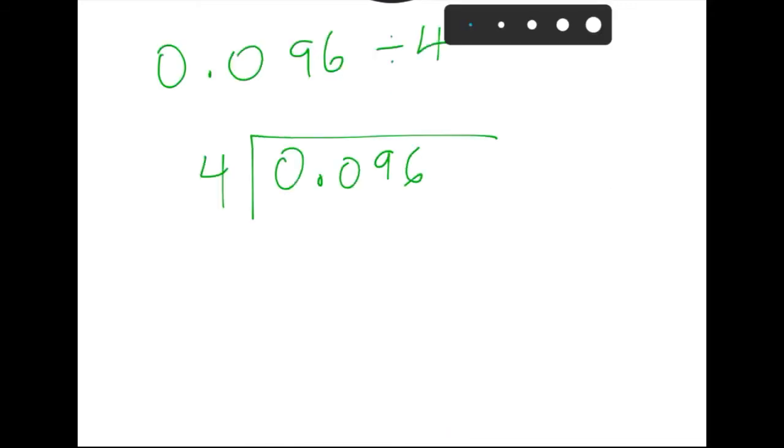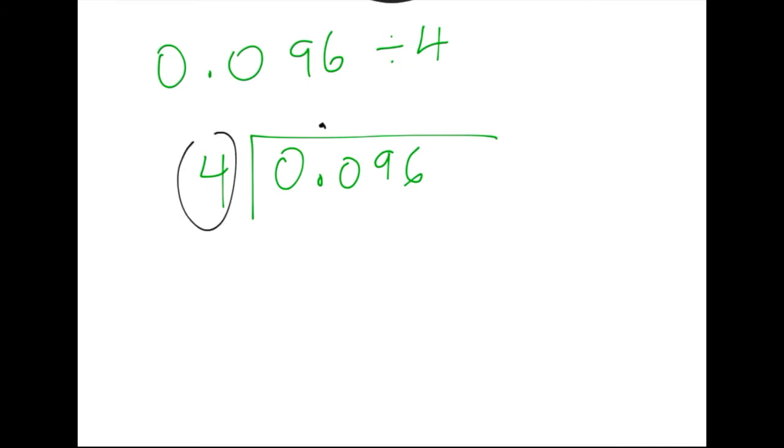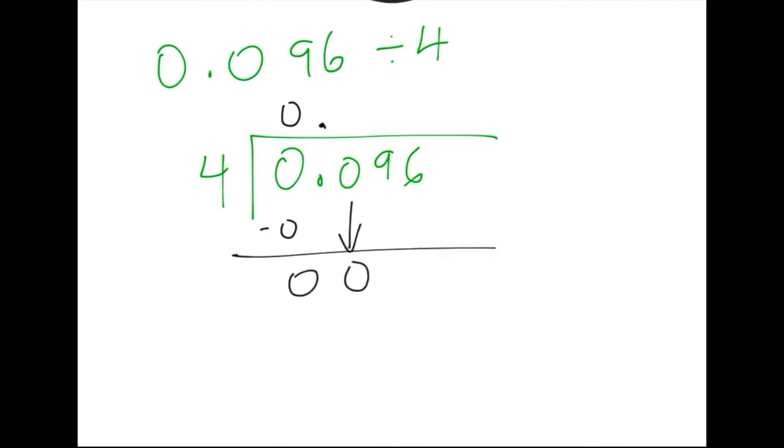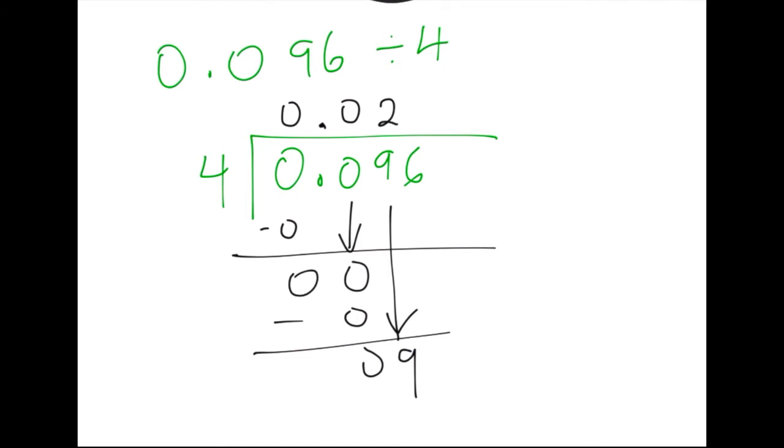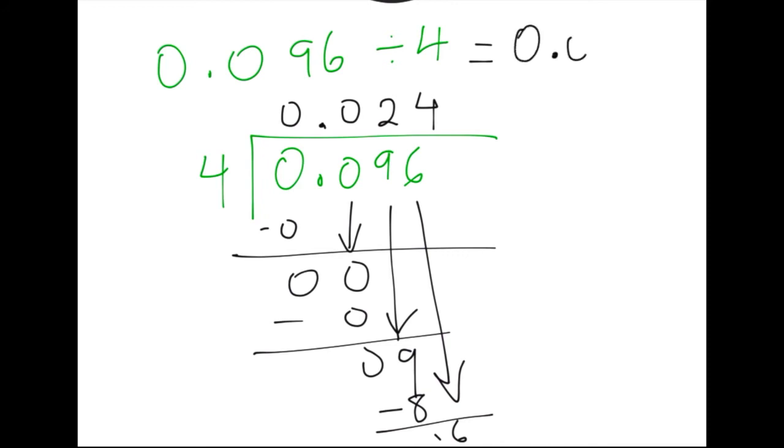I put the decimal point up here. 4 goes into 0 0 times, so I put 0 here. 4 times 0 is 0. Subtraction, so that gives me 0. I bring down another 0. Still that's 0. 0 times 4 is 0, so I bring down the 9. 4 goes into 9 2 times. 2 times 4 is 8. Subtraction, I have 1. I bring down the 6. And 4 goes into 16 4 times. And 4 times 4 is 16, so the answer is 0.024.